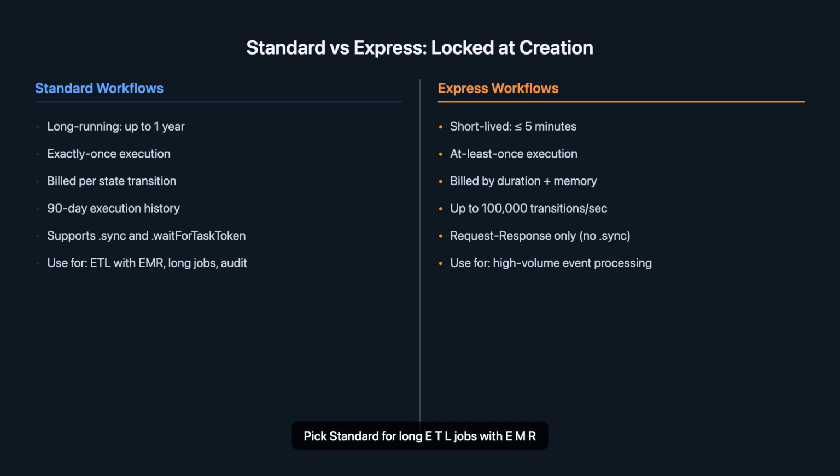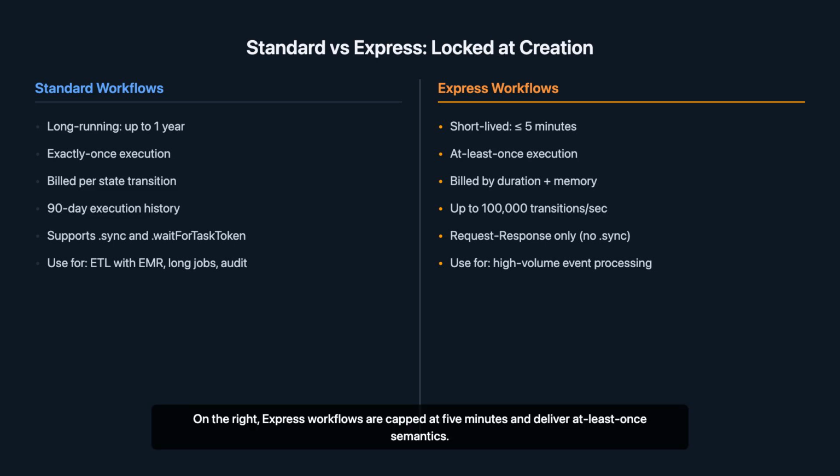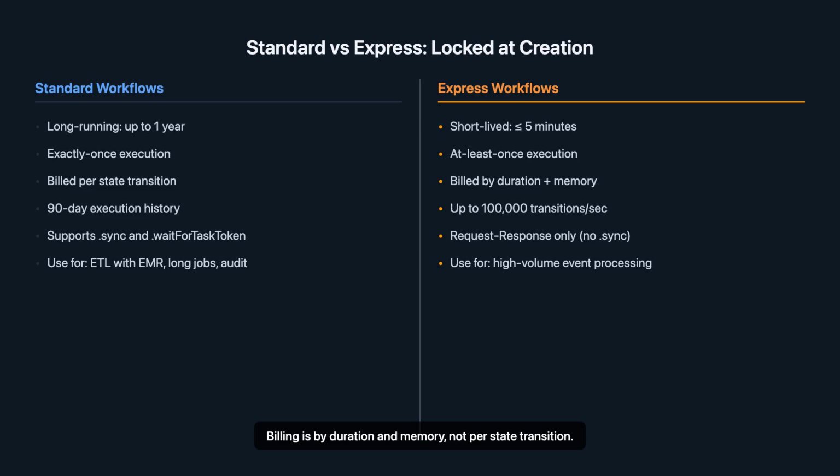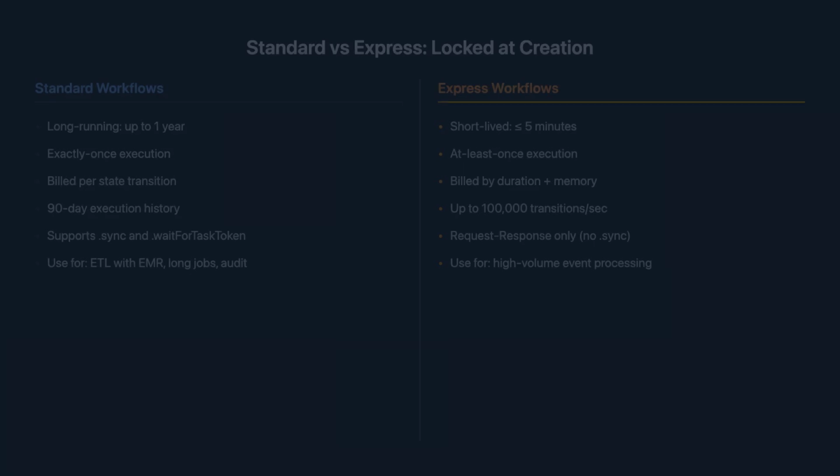Pick standard for long ETL jobs with EMR and anything that needs an audit trail. On the right, express workflows are capped at 5 minutes and deliver at least once semantics. Billing is by duration and memory, not per state transition. They can crank through up to 100,000 transitions per second, but they only support request response, no .sync, no callbacks. Pick express for high-volume, short-lived event processing, like reacting to a flood of API calls.